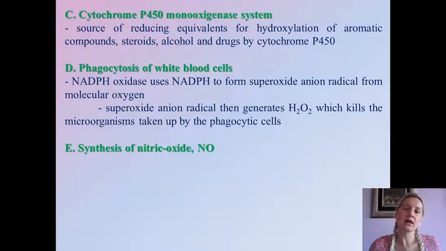So anyway, my dear students, my dear colleagues, that was all that I wanted to tell you about the hexose monophosphate pathway and the importance of NADPH for the overall metabolism.